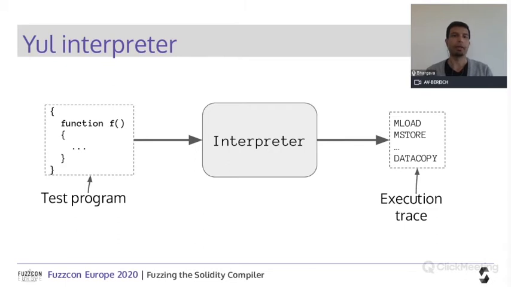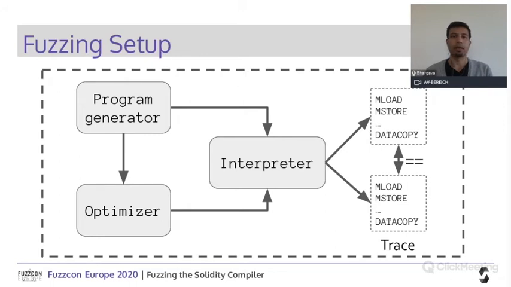So in summary, each test program that is generated by the fuzzing pipeline is interpreted and an execution trace obtained. What this means is that our pipeline looks like what is shown in this slide. Each iteration generates a random program that is optimized, and the pair of unoptimized and optimized programs are interpreted. The traces are obtained, and we compare these traces for equality. They're mostly equal. If they're not equal, it's most likely a bug in the optimizer.